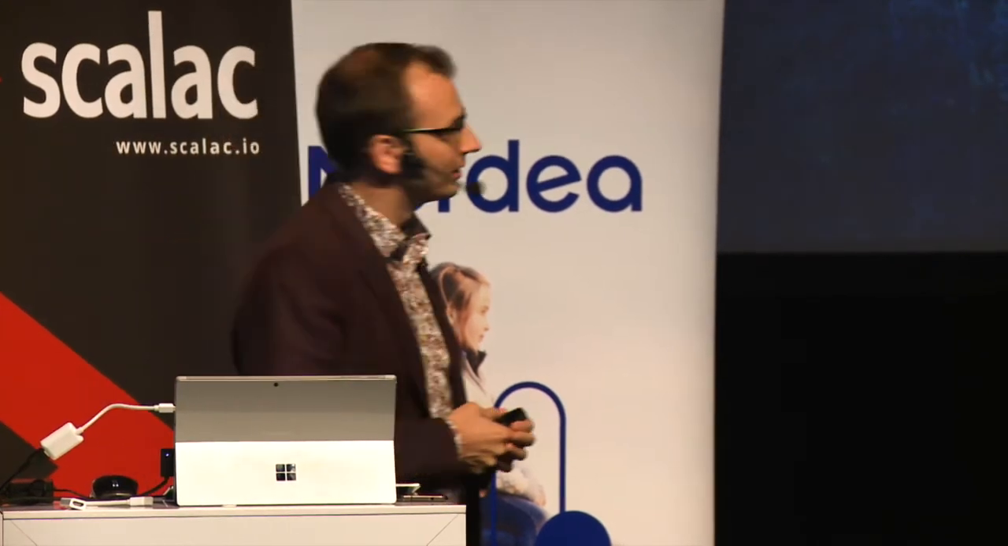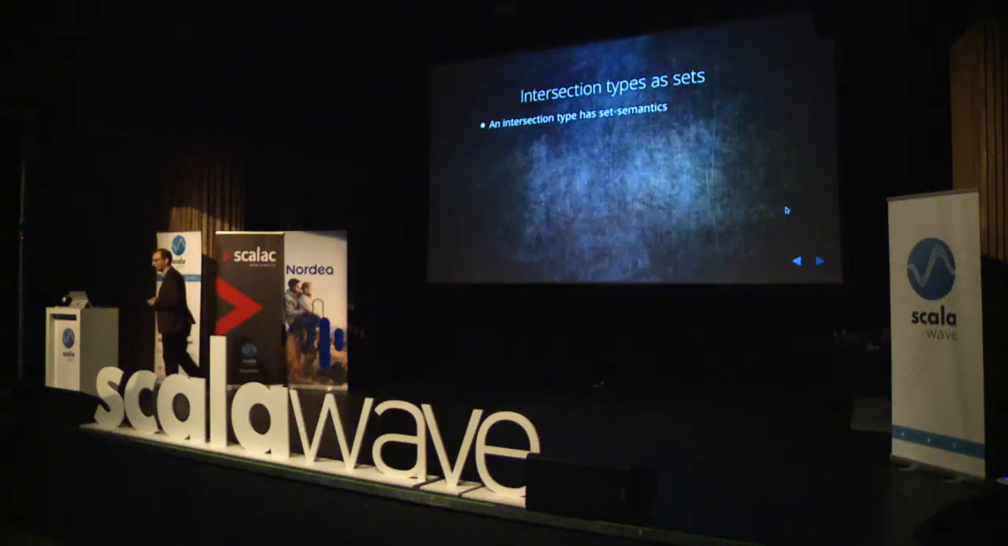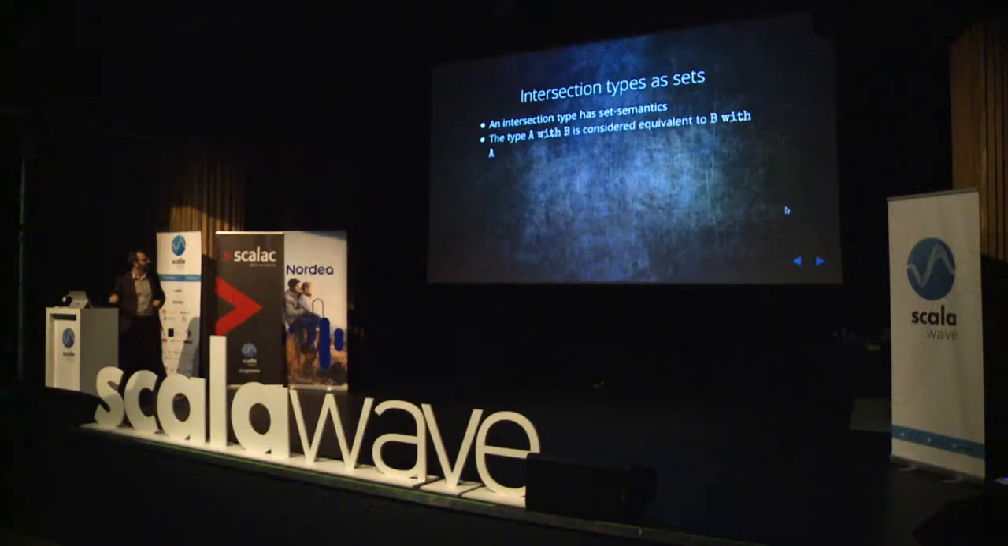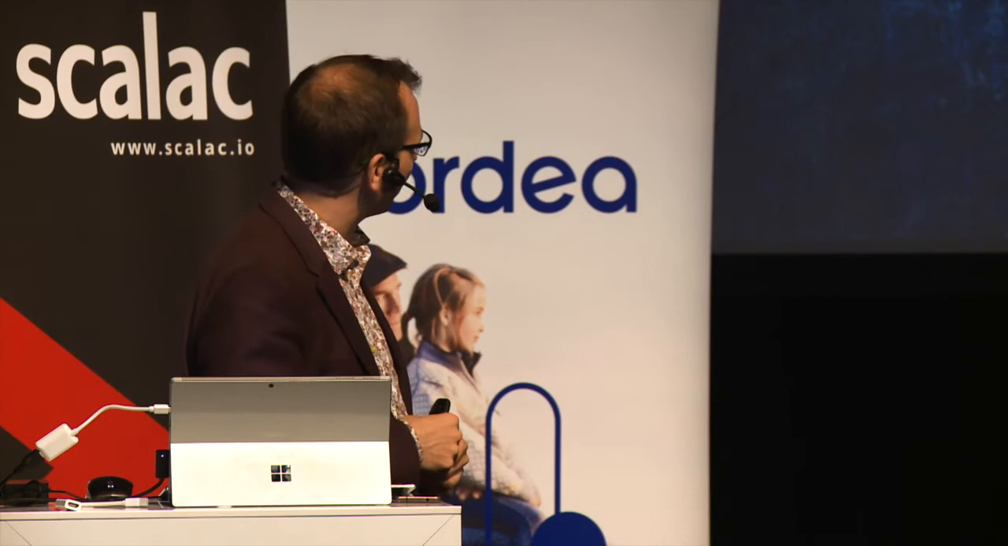So the next idea is intersection types. You're probably more familiar with these than you realize. These are types that are constructed from some type with another type, like product with serializable, which you've probably seen at certain points. Product with serializable is the type of all things which are products and which are also serializable. And I'm going to claim that an intersection type has set-like semantics. So in Scala, the type system will consider the type A with B to be equivalent to B with A. We can reverse them. We can shuffle a larger intersection any way we like, and the compiler is able to work out that they are equivalent.